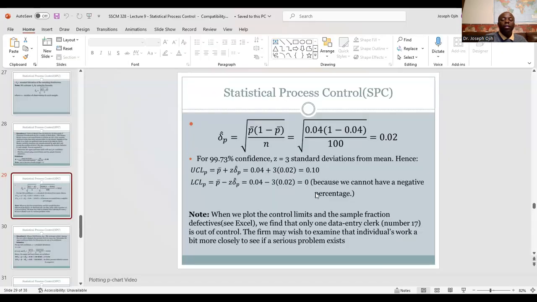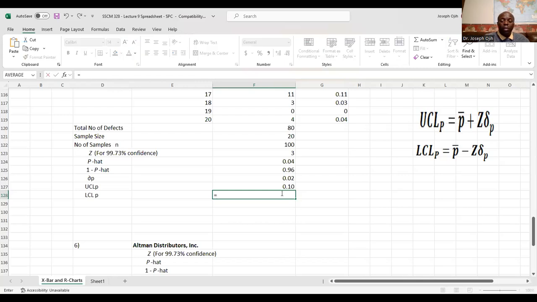See, 0.10. Now let us repeat it for the lower control limit, which is just putting the minus sign in between instead of the plus sign. So it's going to be equals p hat minus z times delta p. Z is 3 times delta p, which is 0.02. Okay. So we have p bar, which is right there. I'm going to call it p bar, not p hat. Give me a minute for this number. That one here, p hat.